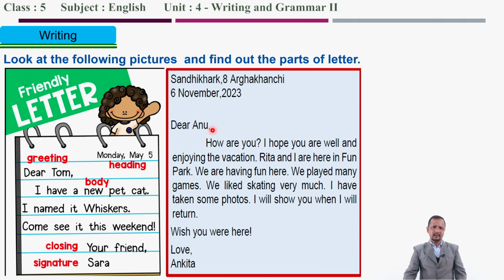Okay? And this part we talk about what? How are you? I hope, this is body. Yeah, what we write different things to our friends or relatives, that is in between here. This is body. And the final one, this one love, that is closing, is it? Or anything else? Good. And this one is signature. Okay, so Ankita has written this letter, is it? To whom? Good, to Anu. So dear students, we found out the different parts of a letter.